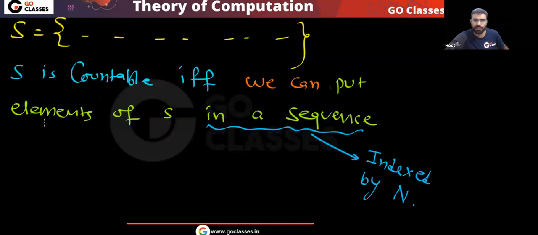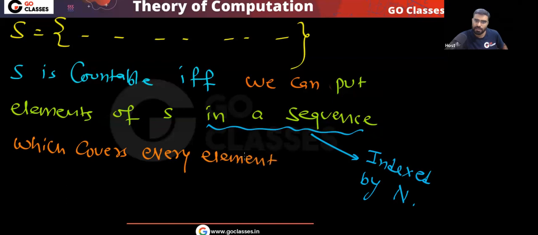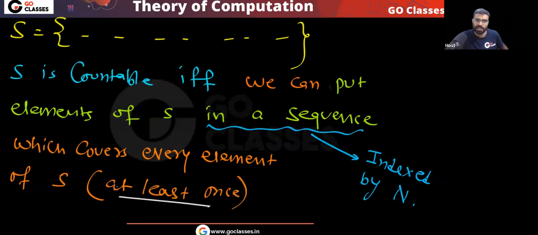So we can put elements of S in a sequence which covers every element of S, at least once. You don't even have to worry about the uniqueness. Just make sure that you cover every element at least once. You can duplicate also, no problem. But make sure you cover every element of S at least once.